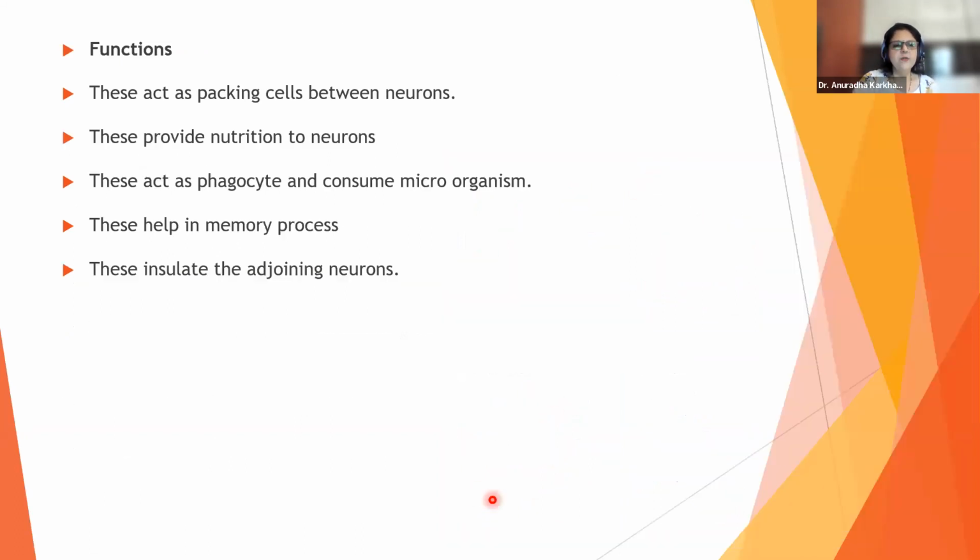What are the functions? They act as packaging cells between the neurons. They provide nutrition to the neurons. These act as phagocytes to consume microorganisms if they enter that area. They help in memory process. They insulate the adjoining neurons. So, you know, they are like fillers. Neurons के बीच में वो neurons को support चाहिए from all the sides. So they are like fillers. They provide mechanical support. They fill up that tissue completely, compactly. That is the function.